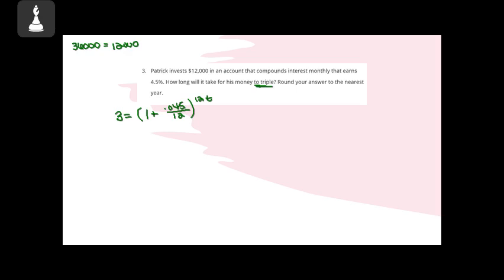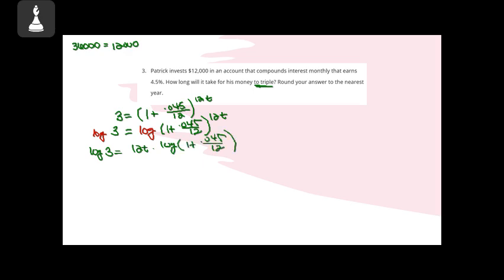So I'm going to log both sides because I need to bring that power down. So log this side, 1 plus 0.045 over 12 to the 12t. So that 12t is going to come down front. Log of 3 equals 12t times log of 1 plus 0.045 over 12. We'll then divide by the log piece, just like we've been doing. So I get log of 3 over log 1 plus 0.045 over 12 equals 12t.